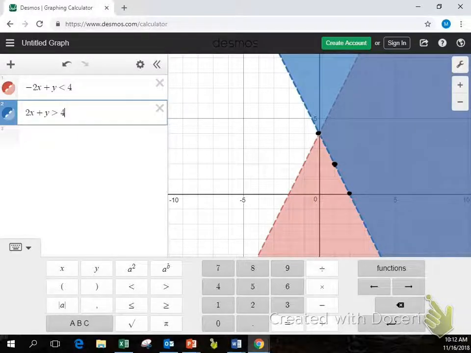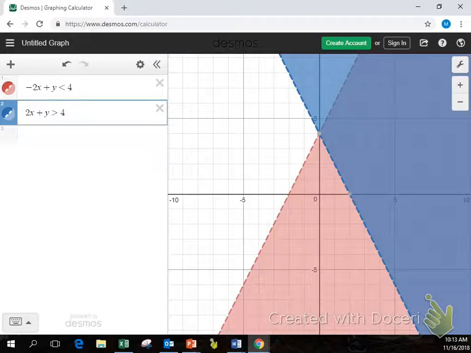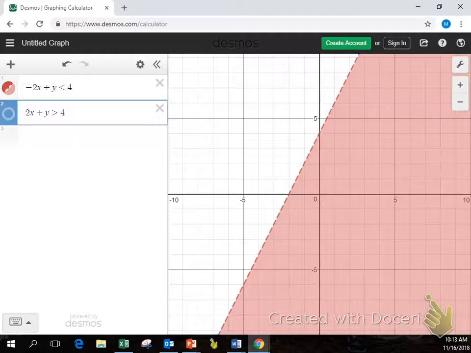Now, the shading for this one, did it go above the line or did it go below the line? Okay, let me take off the red line for a second. There's the blue line all by itself. Is the shading above the line or below the line? Above it. Okay, put the red line back, take the blue line away.